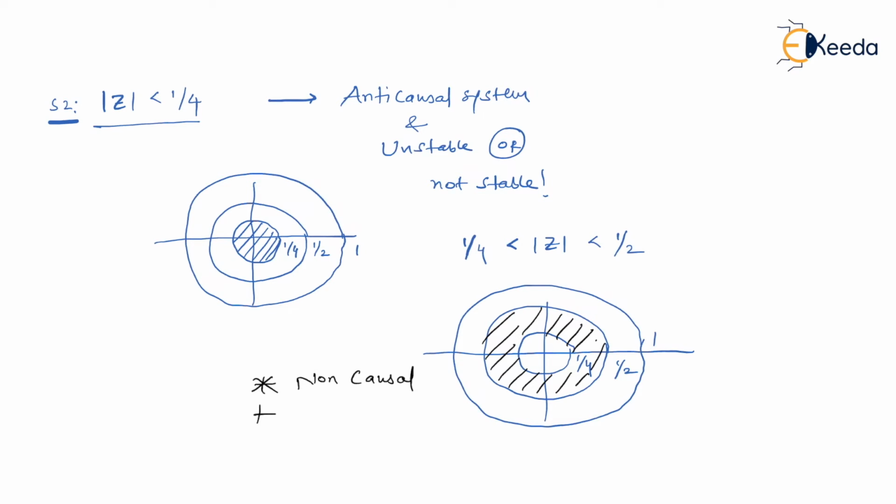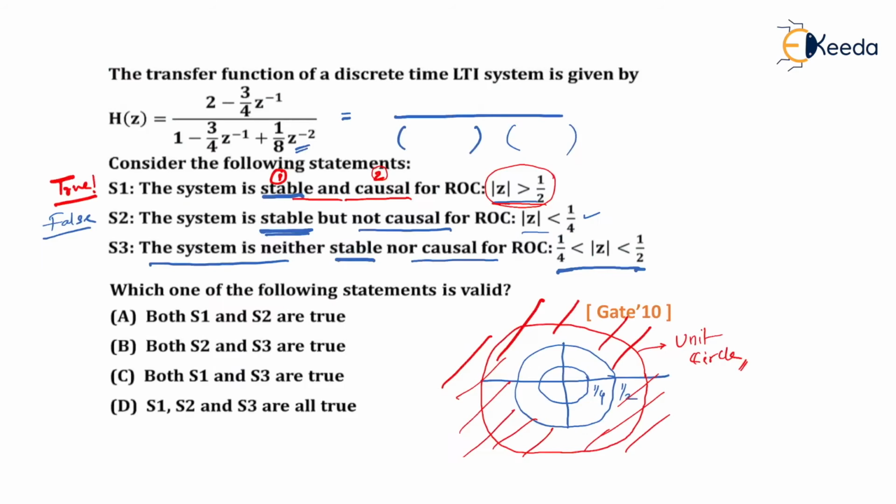Next, commenting on the stability, as you can see, since ROC is between 1 by 4 and 1 by 2, there is no scope for ROC to cover the unit circle, therefore it is unstable, or I can say it is not stable also. So it is neither causal nor stable, and that was the whole statement of S3. Look at S3. The system is neither stable nor causal. Of course, this is also true.